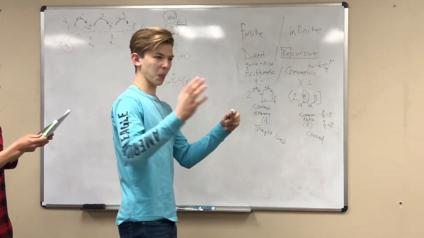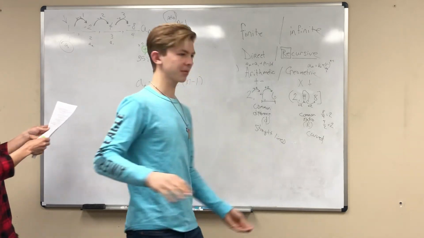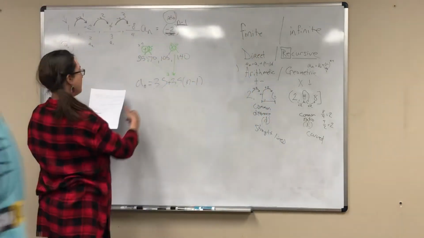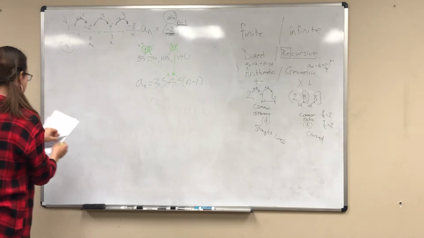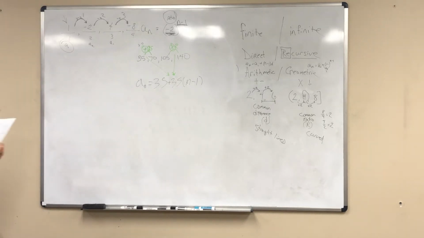So 35 plus 35 times n minus 1. Excellent. Okay.